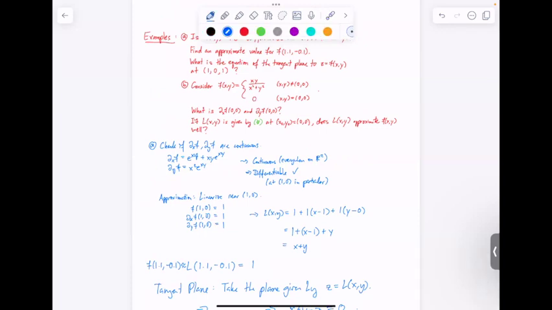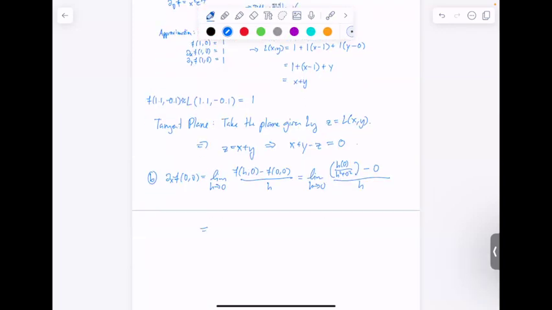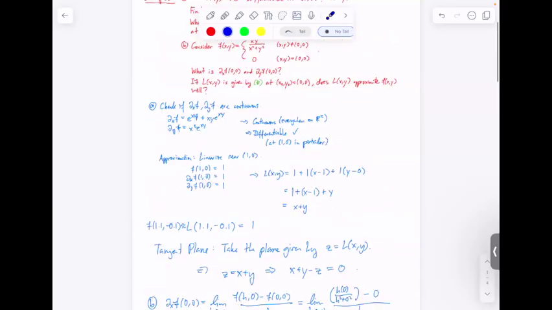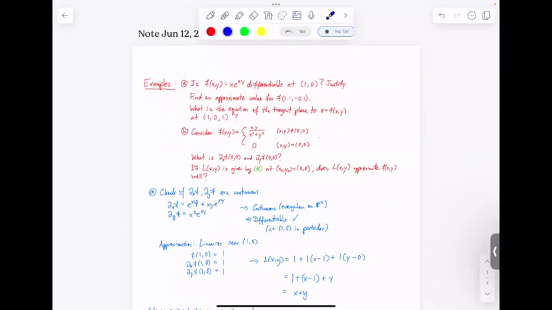It's 0 all over h. Well, here it's h times 0 in the numerator. This whole thing disappears. So this is just the limit as h goes to 0 of 0, which is 0. And partial y at 0, 0 is also 0 by a similar calculation, right? Back when we were discussing how to take limits last week, we've done essentially the same thing.